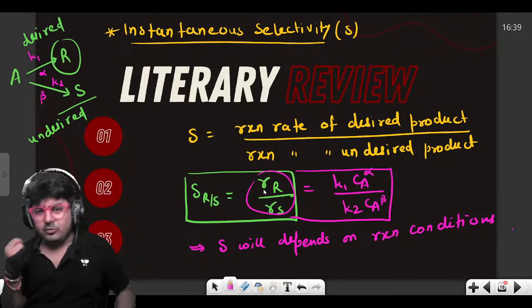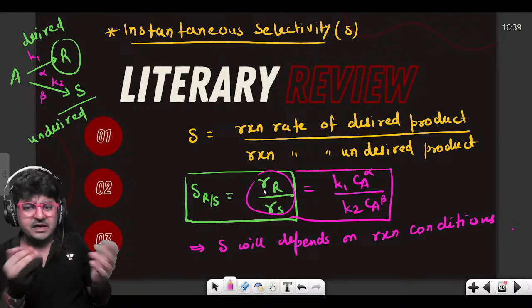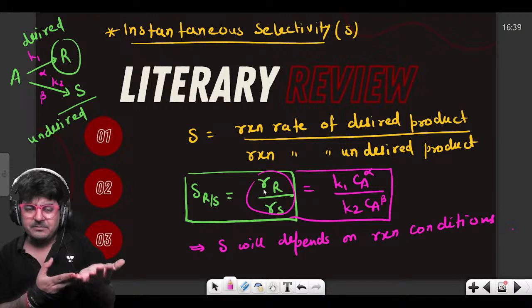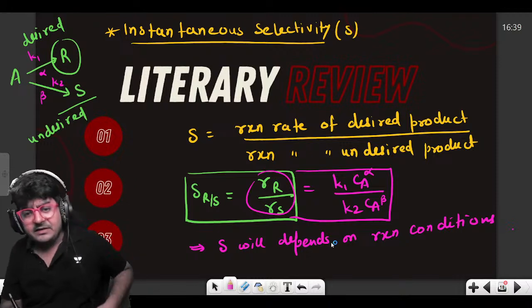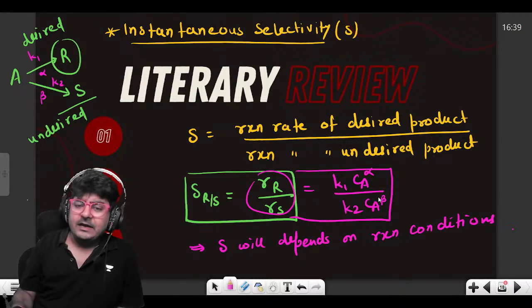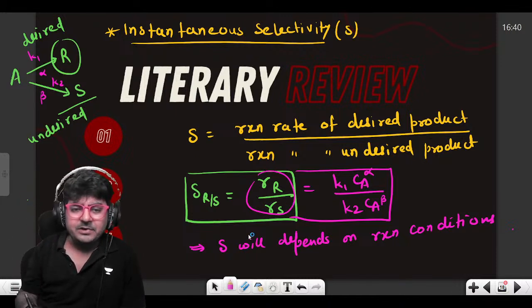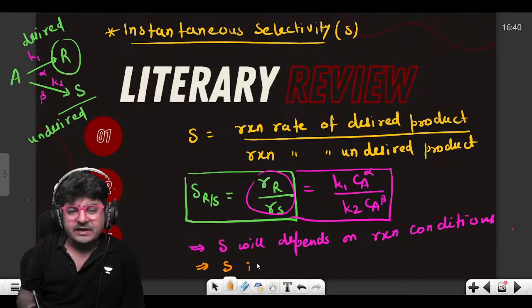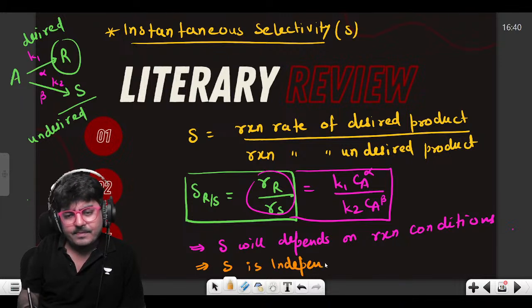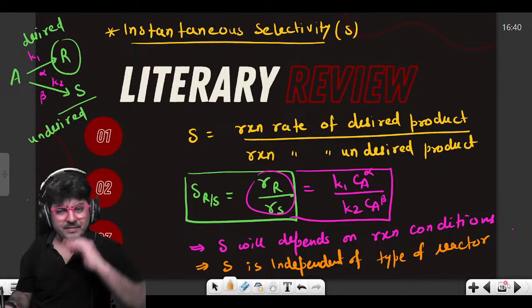अब rate of reaction की बात कहाँ होती है? You know that we talk about the rate of reaction only and only inside the reactor, means reaction condition. So it will depend on the reaction temperature, it will depend on the concentration of reactants inside the reaction mixture, inside the reactor. And you know that rate of reaction is the function of temperature and concentration only, not the reactor type. So I can also write it as instantaneous selectivity is independent of type of reactor. Okay.